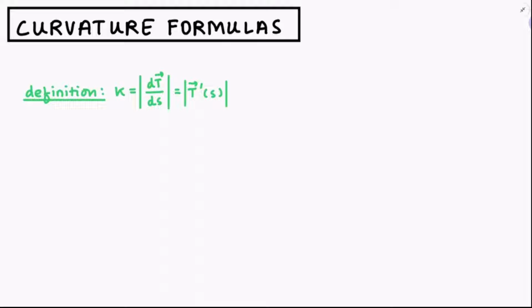Kappa, the letter we use to denote curvature, is the length of T prime of s, where s is the arc length parameter. So if you had your curve parameterized with respect to arc length and you found the unit tangent in that parameterization and took the derivative of it and found the length of that, that would give you the curvature. But in practice, this is not really realistic. We're not going to be reparameterizing with respect to arc length very frequently. We need better formulas. So that's where these things come in.